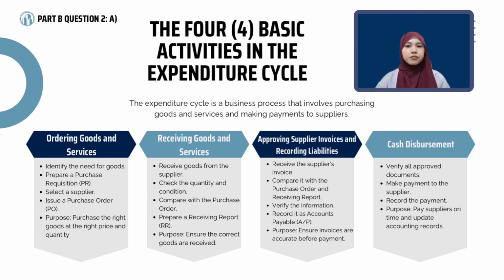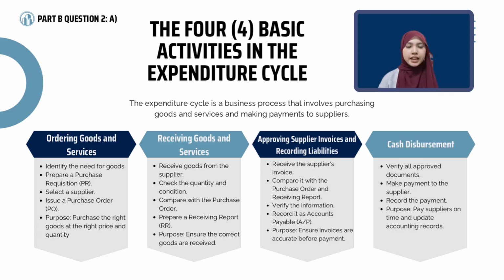The third activity involves verifying the supplier invoice and recording the liability. The accounting department compares the supplier invoice with supporting documents, such as the purchase order and receiving report, to ensure that the information is accurate. Once verified, the invoice is approved and recorded as accounts payable, indicating the company's obligation to pay the supplier.